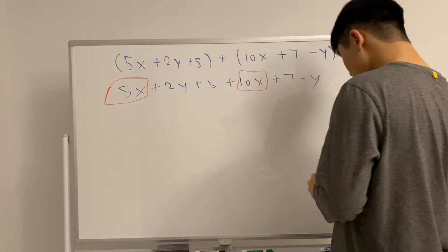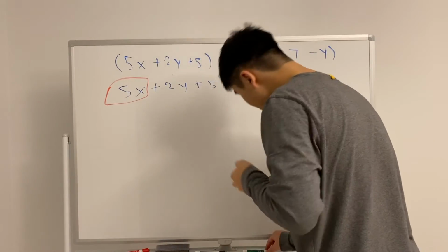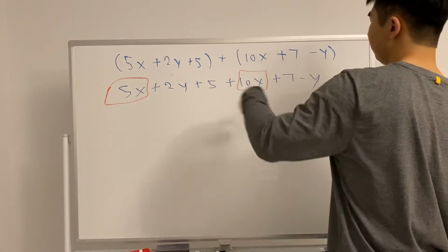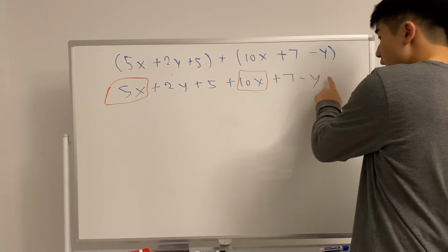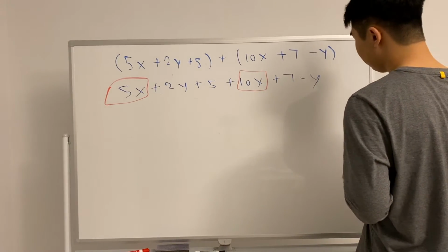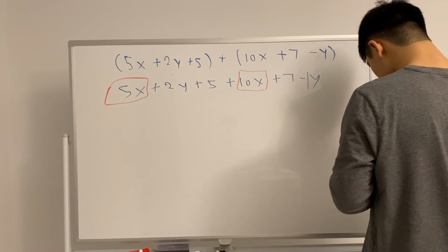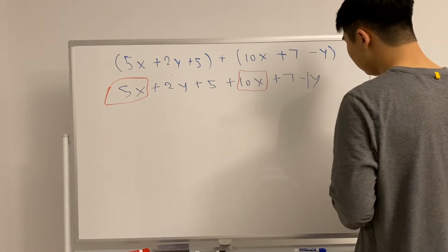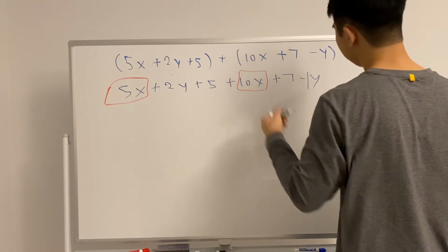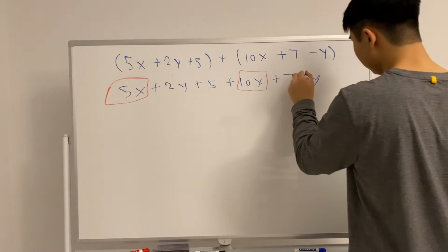Alright, now let's do 2y. Does 5 have a y in it? It does not. Does 7 have a y in it? It does not. This is a y, and we can assume that if there is no number in front of a variable, there's a 1 there. So y to the power of 1, we can just assume that, because there's no exponent. Same thing here. So these are also like terms.